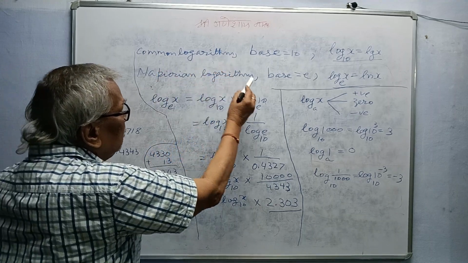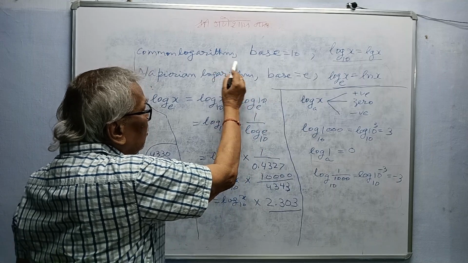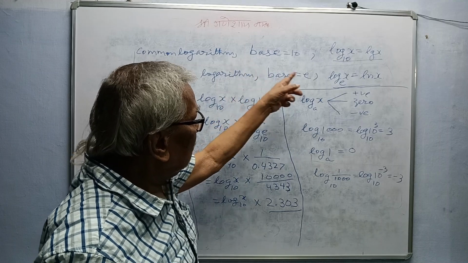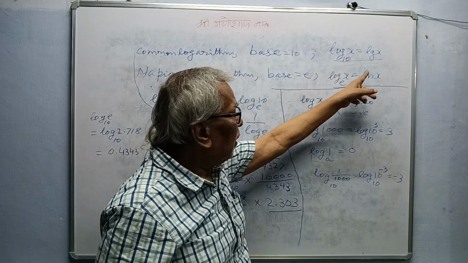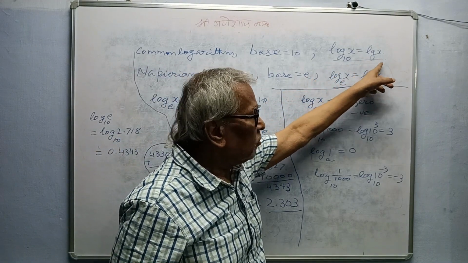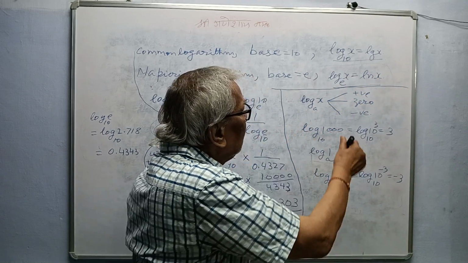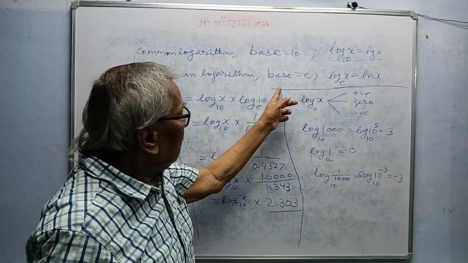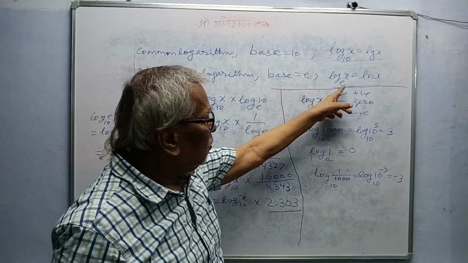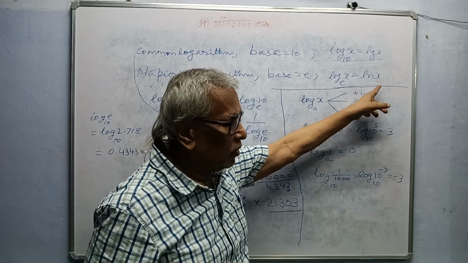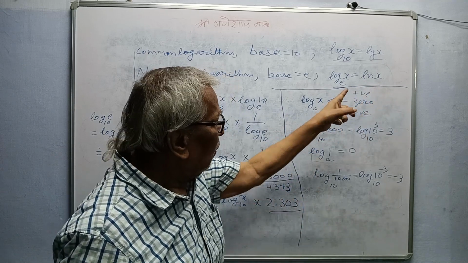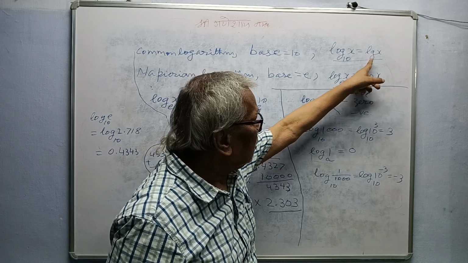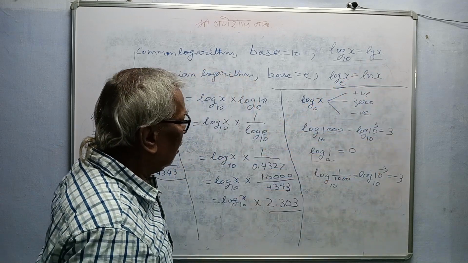Common logarithm: in common logarithm the base is 10. When the base is 10, this is known as common logarithm. So log x to the base 10, we can write it as lg x, or just log x. Napierian logarithm has base e, so log x to the base e we can write as ln x. Ln x means its base is e.